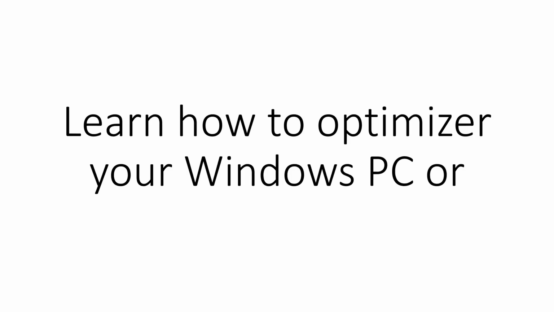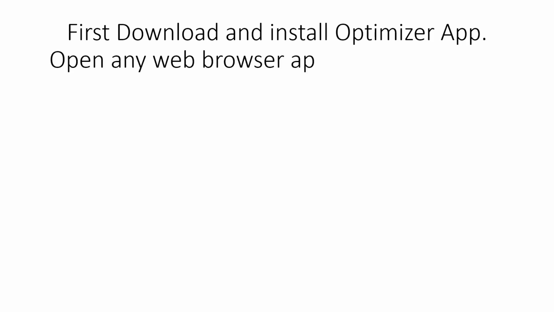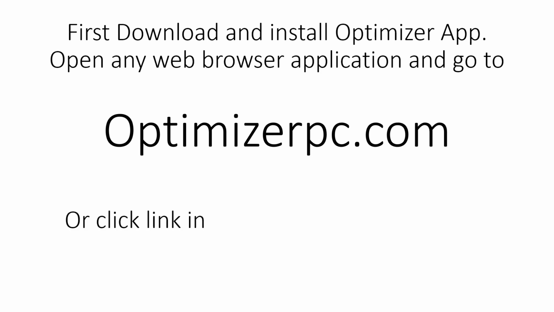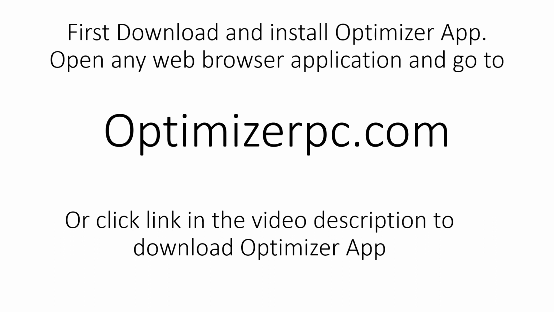Let's learn how to optimize your Windows PC or laptop for free using the Optimizer app. First, we need to download and install the latest version of the Optimizer app. For that, open any web browser application like Google Chrome, Edge, or Firefox, and go to optimizerpc.com. You can also click the link in the video description.